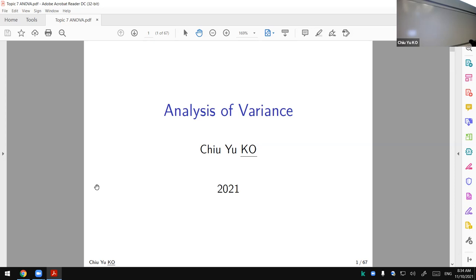How do you test that? The idea is using the F test. The idea is that if the groups have a real difference between them, then the variance should not be too much different. But anyway, let's go to the model and then probably you will know.